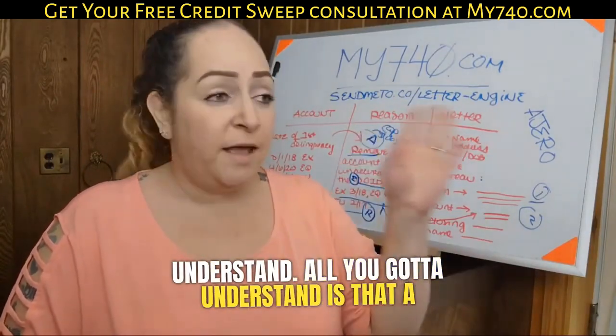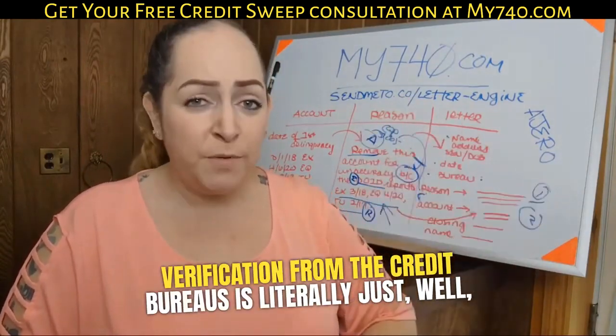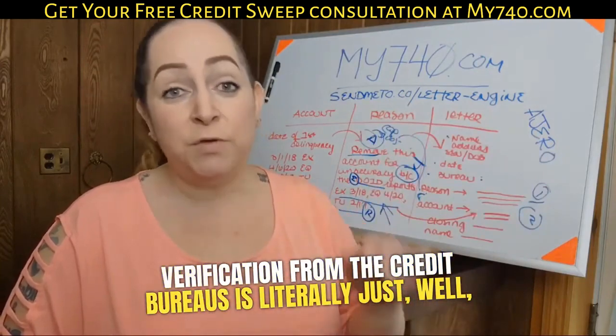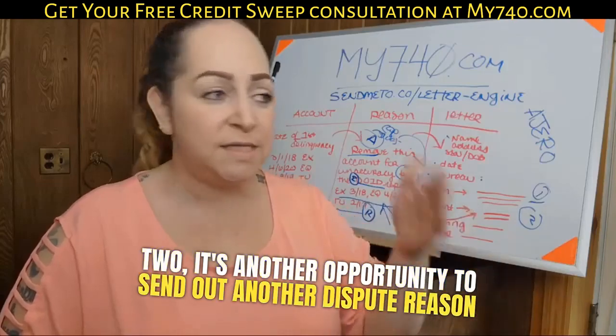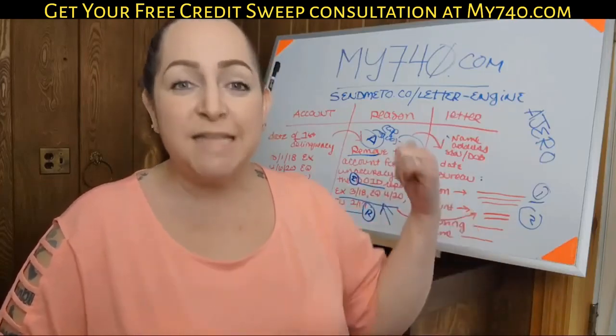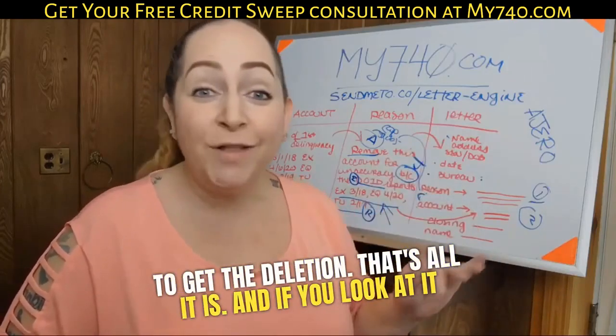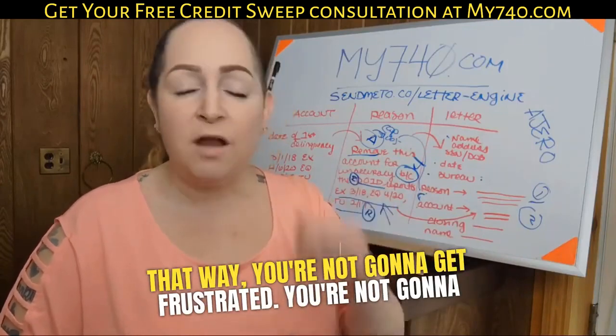All you've got to understand is that a verification from the credit bureaus is literally just, number 1, a lie. They didn't verify anything. Number 2, it's another opportunity to send out another dispute reason to get the deletion. That's all it is. And if you look at it that way, you're not going to get frustrated.